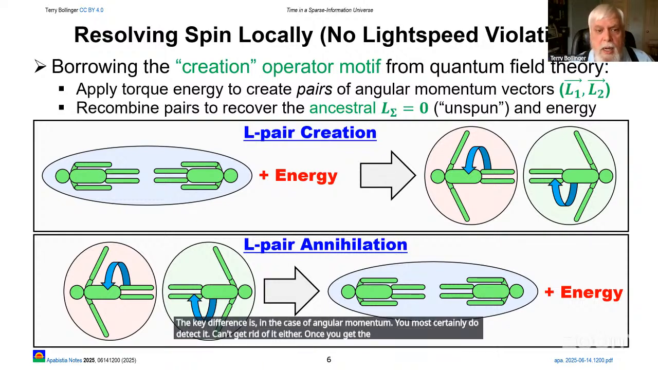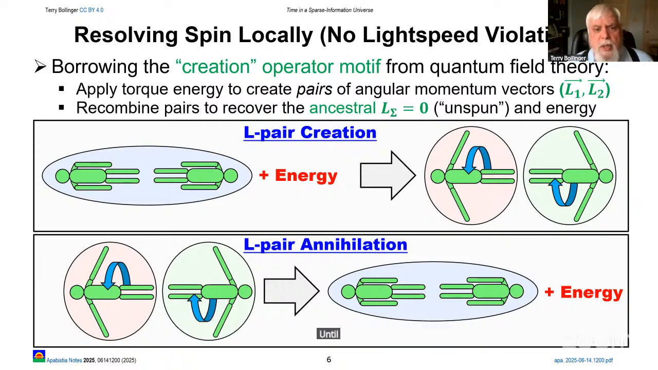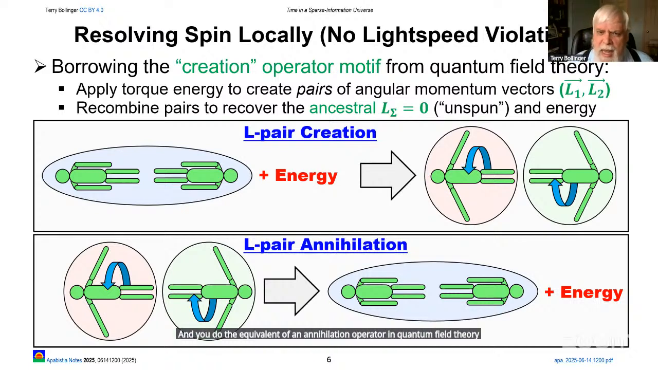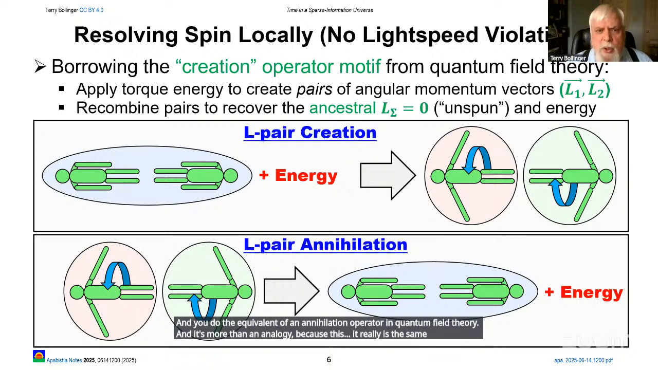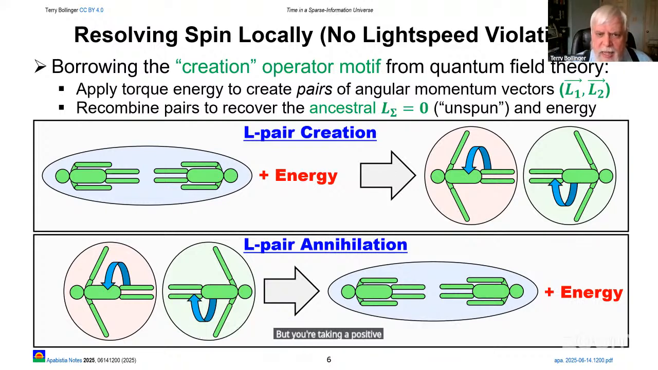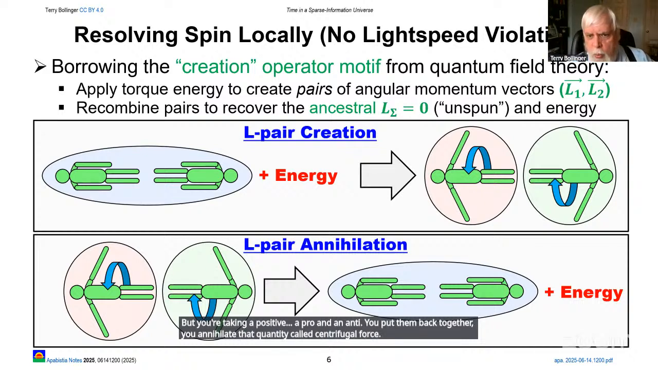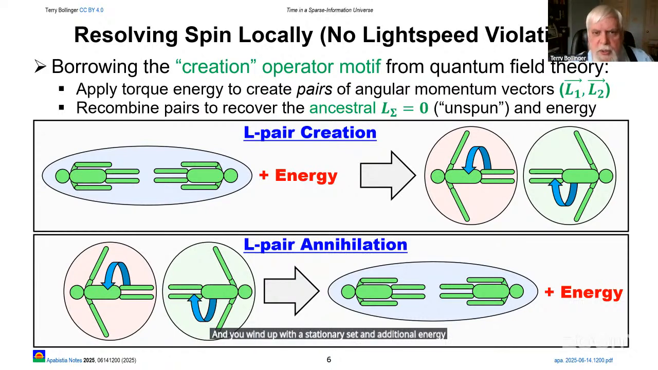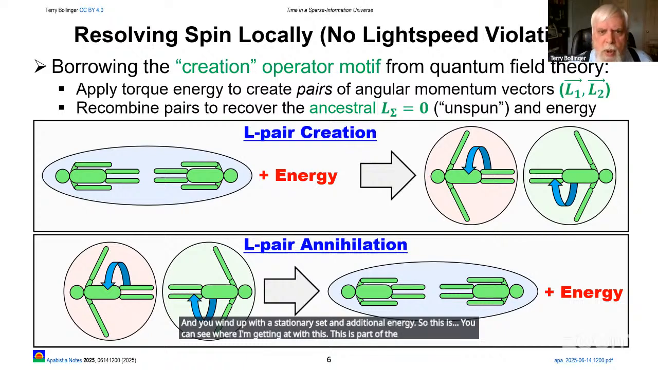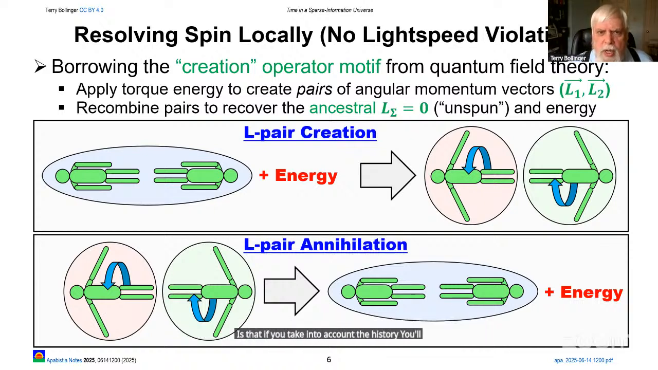Once you get the angular momentum, it's there, it's stuck until you go back to the balancing force, the balancing quantity, and you do the equivalent of an annihilation operator in quantum field theory. And it's more than an analogy, because it really is the same kind of math that's going on in both cases. Just in this case, it's a quantity as opposed to a particle. But you're taking a positive and anti, a pro and an anti, you put them back together, you annihilate that quantity called centrifugal force, and you wind up with a stationary set and additional energy. So you can see where I'm getting at with this. This is part of the resolution of where Mach's paradox, Mach's principle comes from: if you take into account the history, you will find that it's always more complicated than just saying I'm spinning and there's no reason for it. No, you're spinning because you were spinning against something else, and you must take that into account.